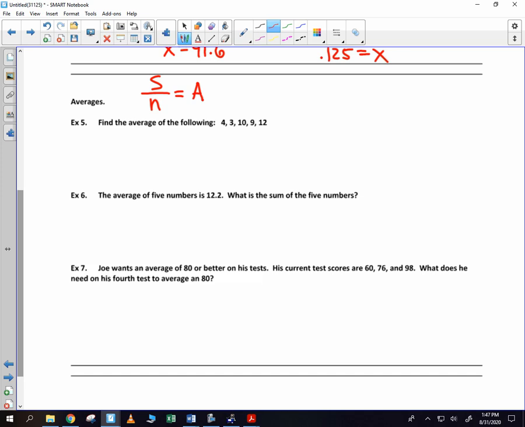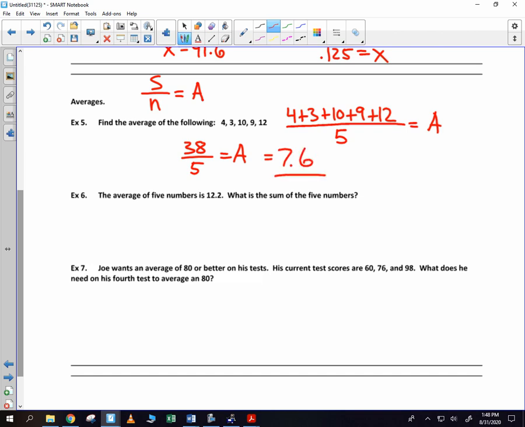So for example, it says find the average of the following: 4, 3, 10, 9, and 12. So we do 4 plus 3 plus 10 plus 9 plus 12. How many things did we add up? We added up 5 things, and that's going to be equal to our average. So 4 plus 3 is 7, plus 10 is 17, plus 9 is 26, plus 12 is 38. So I have 38 over 5 is equal to the average. We take 38 and divide it by 5, we get 7.6. So 7.6 is the average of those numbers.